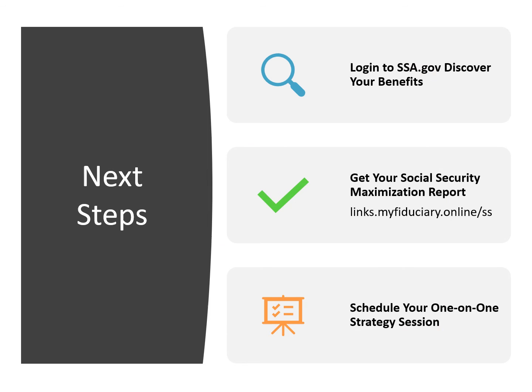Okay, so just to review, your next steps. 1. Log into ssa.gov. Review your benefit statements. 2. Go online and get your Social Security Maximization report. 3. Schedule that one-on-one strategy session so we can go over the report and discuss how to take all that theoretical knowledge from the class and apply it to your life and situation.